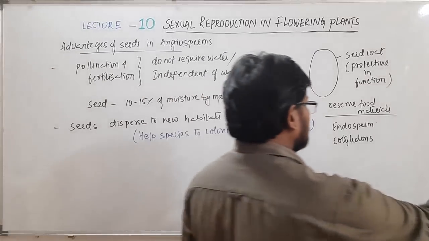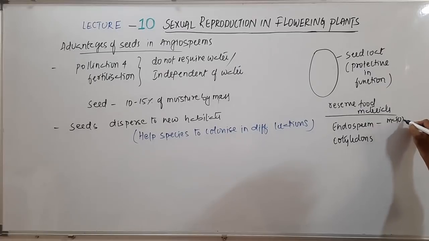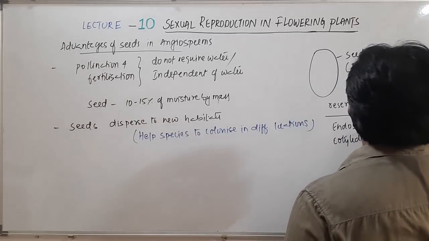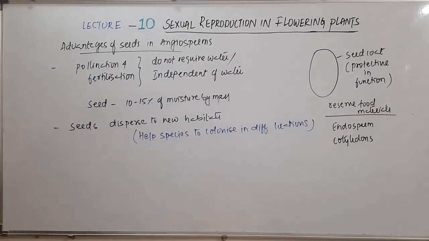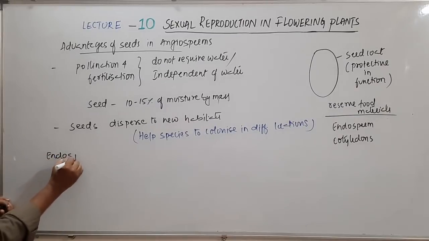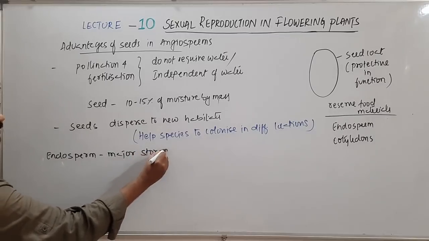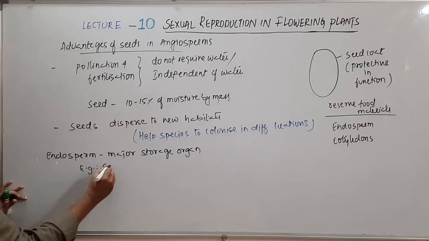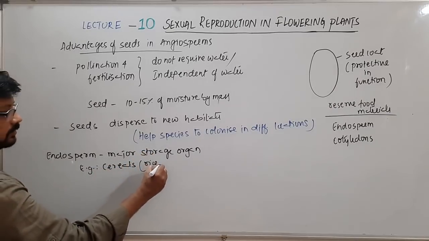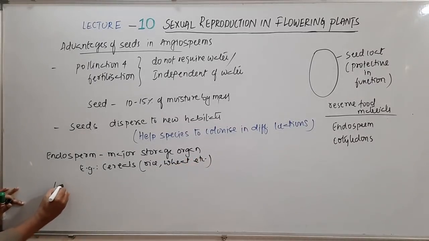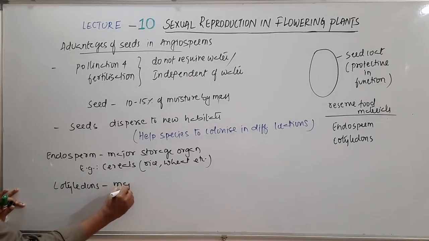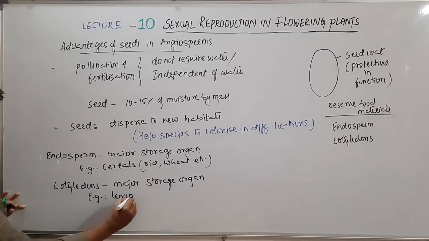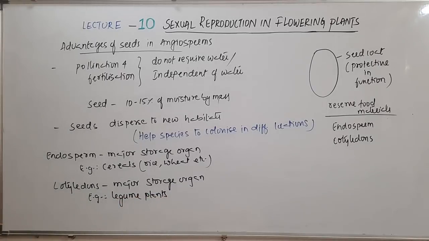I can give some examples in this case. The endosperm can form a major storage organ, and this we can see in cereals, for example rice, wheat, etc. And cotyledons form the major storage organ in legume plants. So in legume plants, the cotyledons form the major storage organ.